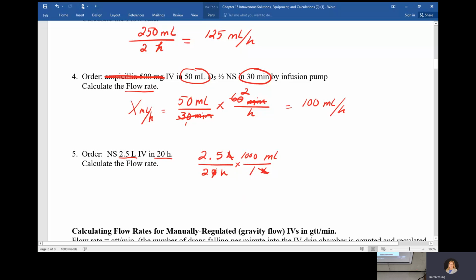You can cancel the zeros. Makes it easier. 2.5 times 100 is 250 over 2. That gives me my milliliters per hour, because that's what I'm left with. What's 250 divided by 2? 125 milliliters per hour. Okay. So it's your amount of milliliters over your time in hours. You have to do the conversion if it's not.